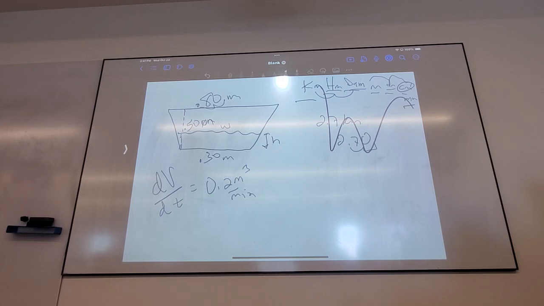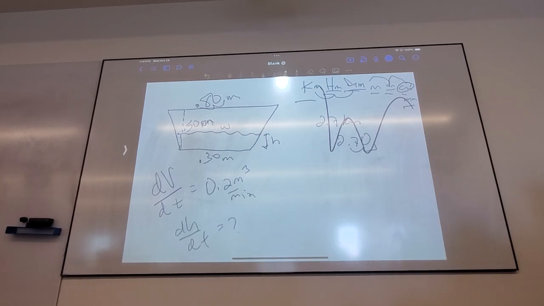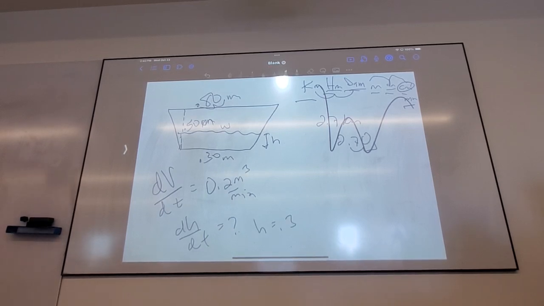How fast is the water level rising when the water is 30 centimeters deep? Okay, so what symbols do I use for how fast is the water level rising? dh/dt. So that's what I'm looking for. And then they give me a snapshot of 0.3 meters for the height, yes? Okay, stop for a minute. Everything I've written and drawn is just capturing what the problem tells me. I haven't actually done much work yet besides moving a decimal.